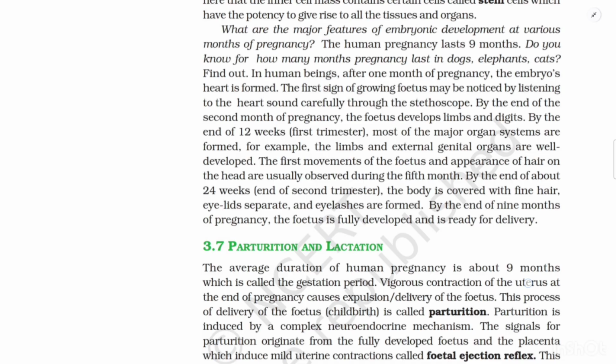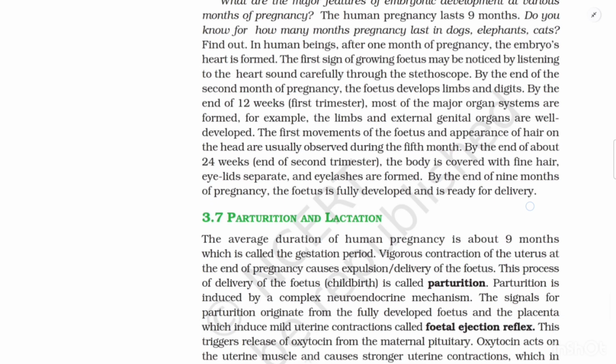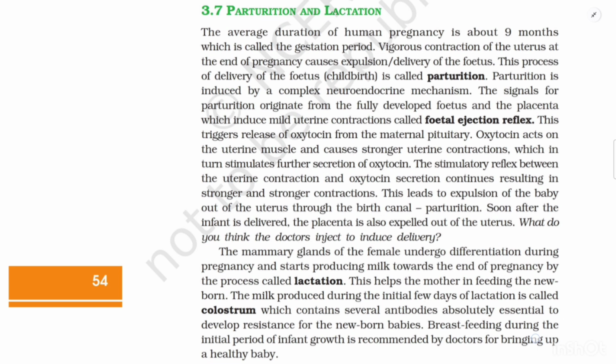By the end of the second month of pregnancy, the fetus develops limbs and digits. By the end of 12 weeks, that is the first trimester, most of the major organ systems are formed. For example, the limbs and external genital organs are well developed. The first movement of the fetus and appearance of hair on the head are usually observed during the 5th month. By the end of about 24 weeks, the end of the second trimester, the body is covered with fine hair, eyelids separate and eyelashes are formed. By the end of 9 months of pregnancy, the fetus is fully developed and is ready for delivery.